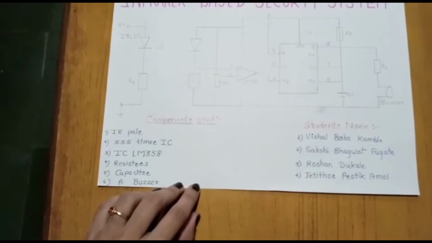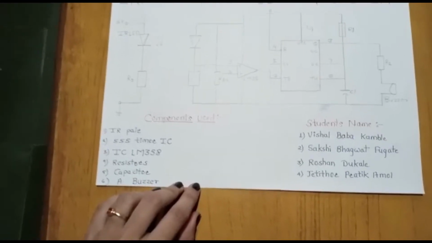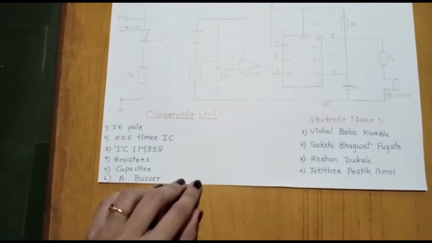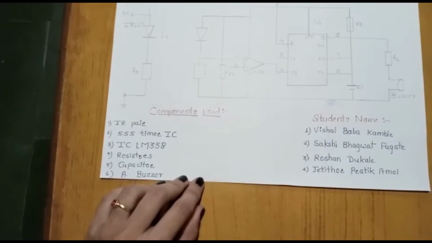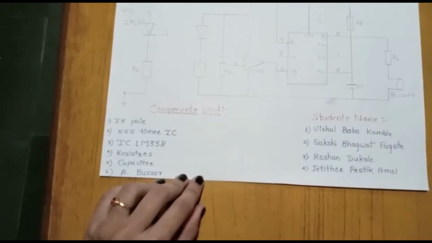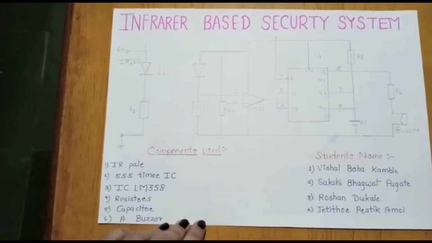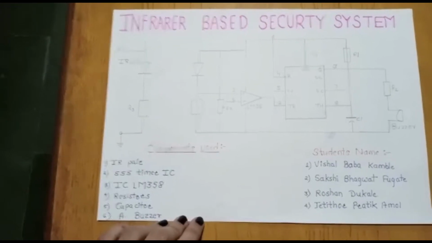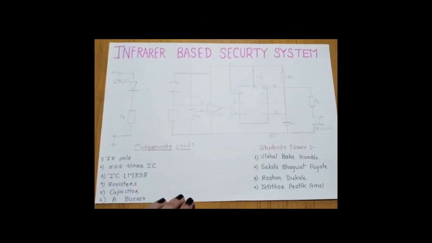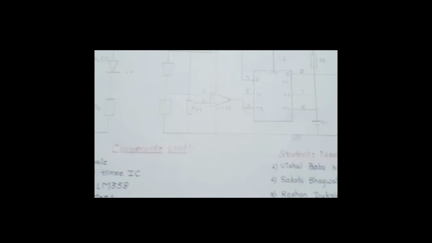The circuit has two stages. The first one is an IR emitter and an IR receiver stage, while the second one is an astable multivibrator timer circuit. The IR stage operates the reset pin of the timer circuit. As the IR rays are blocked, the multivibrator timer circuit oscillates. In this circuit, we have used the components IR pair, 555 timer IC, IC LM358, resistors, capacitor, and a buzzer.